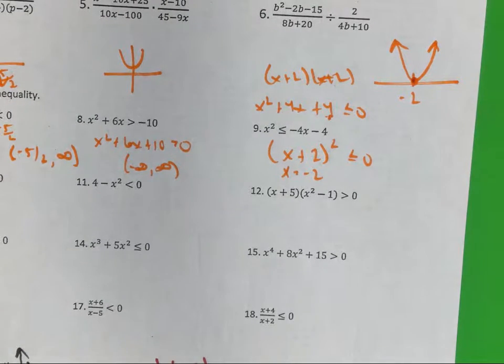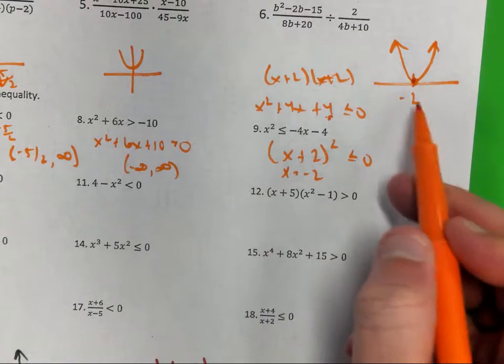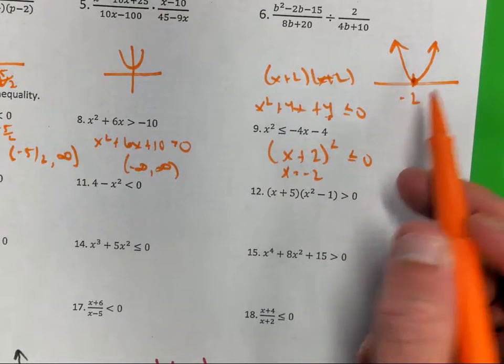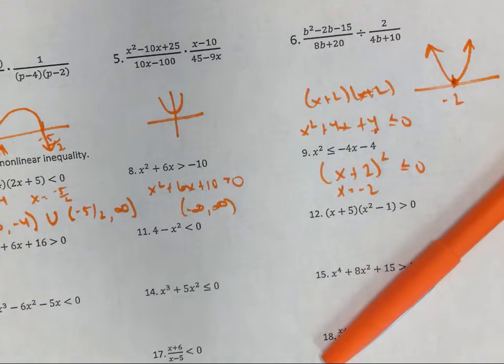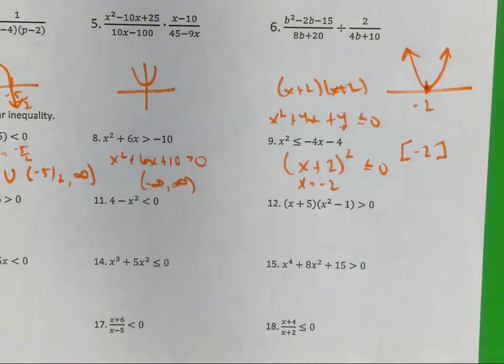Now, it says less than or equal to 0. Can I be less than 0 in this problem? No, but I can be equal to, can I? Now, if it had just said less than, what would be your answer? No solution. But since it says or equal to, your only answer is what? Bracket negative 2.